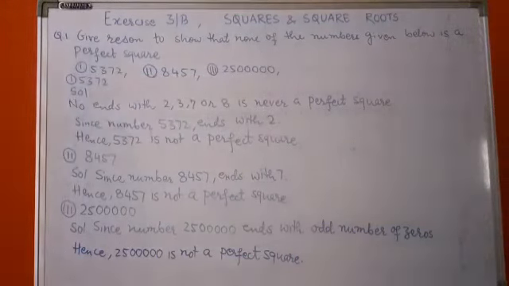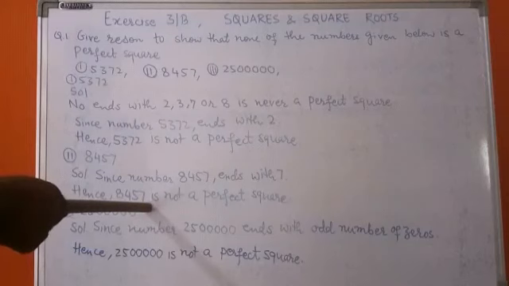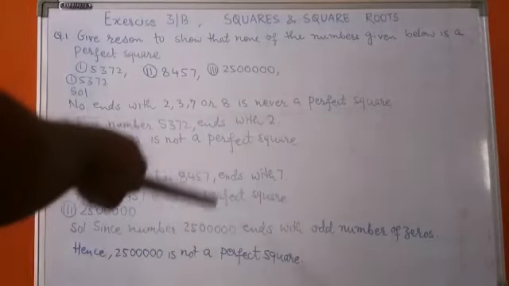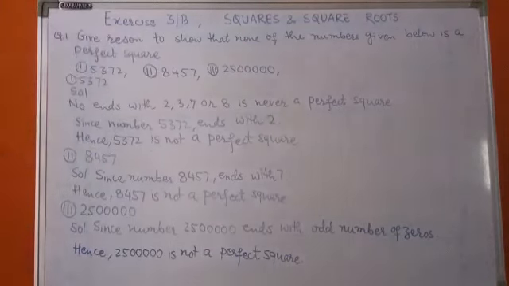Here we see in question number 1 and question number 2, the numbers end with 2 and 7. Hence 5372 is not a perfect square, as well as 8457. There the number ends with 7, so that is also not a perfect square. This is the reason we don't have to find their prime factors.